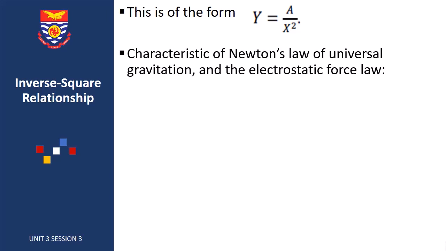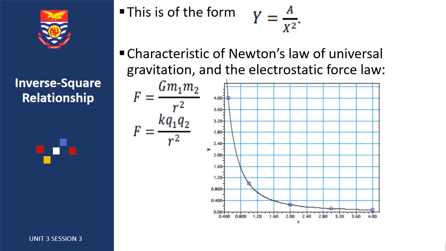Characteristic examples of such graphs are Newton's law of universal gravitation, as well as the electrostatic force law, or Coulomb's law. Newton's law says F = Gm1m2/r², which talks about bodies of masses, whereas Coulomb's force law, or the electrostatic force law, talks about charges. These two equations are both inverse square relationships, and graphs of this nature are the graph that has been shown here.